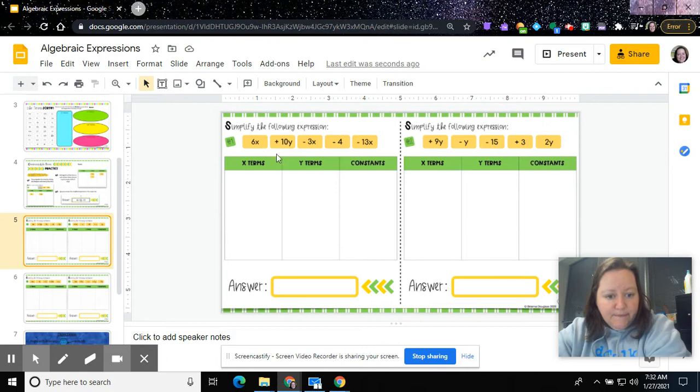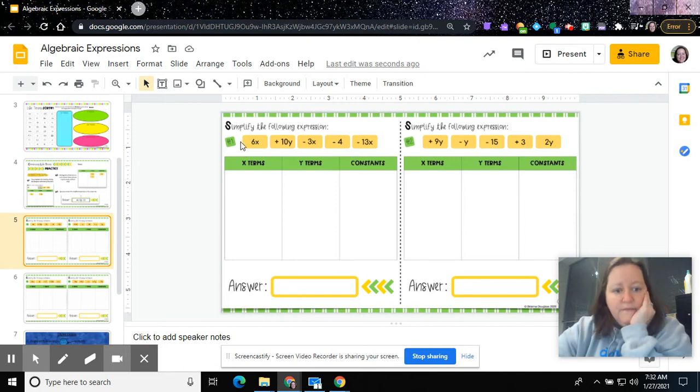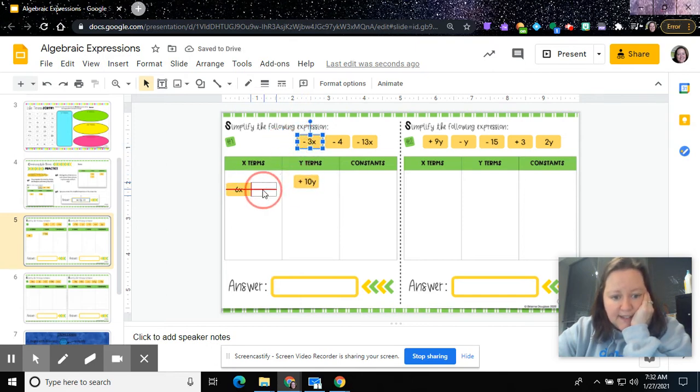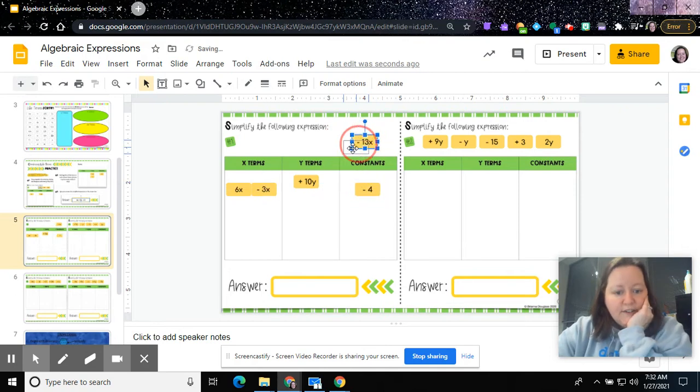So looking at this one, you'll see that there are 2 examples on the slide. So I'm going to do the first one with you. So 6x, 10y, negative 3x, constant is a negative 4, and then negative 13x will also go down here.